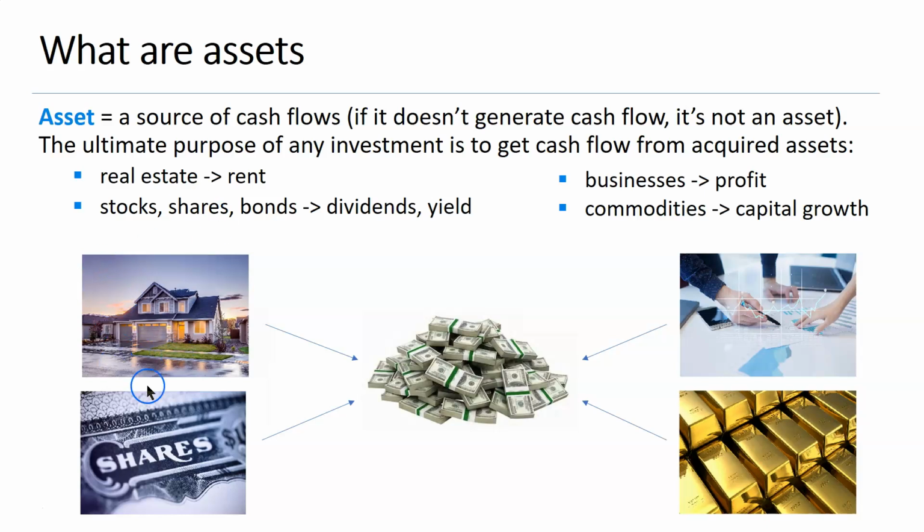For example, if you invest in real estate, you will get a rent. This is your cash flow. If you invest in financial assets like stocks, shares, bonds, etc., you will get dividends, you will get certain yield in the form of coupon on your bonds, and you will also get capital appreciation when you sell your stocks or shares. If you invest in businesses, in physical businesses, you will get profit. If you purchase some commodities like gold, you hope to achieve certain capital growth. You are hoping to be able to sell these assets later in time and enjoy some capital growth.